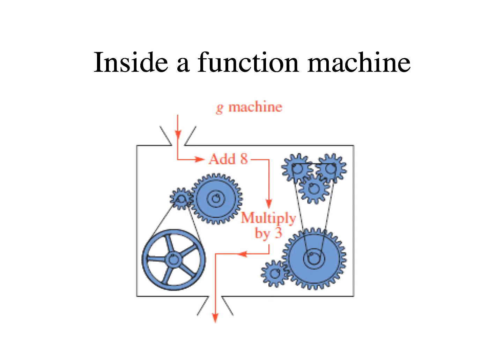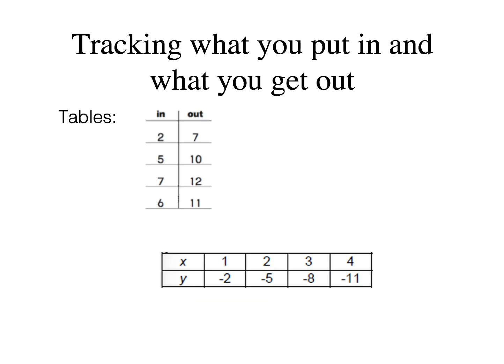So if we were to look inside a function machine, those instructions might say to do things like add 8 to the number, and then multiply what you get after you've added 8, multiply that answer by 3, and then that's what it spits out. So the function rule is simply what goes on inside that function machine, and it's typically a set of mathematical operations. Now we want to keep track as we're putting numbers into a machine and getting numbers out of a function machine. We want to keep track of what we put in and what we get out. And there's a couple different ways we can do that.